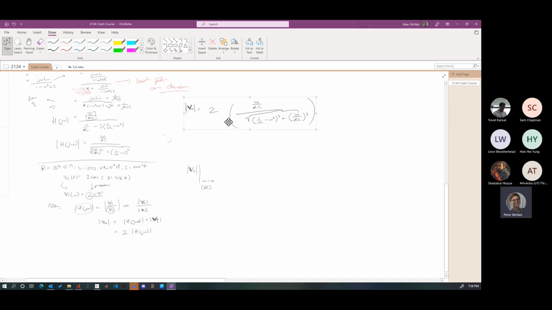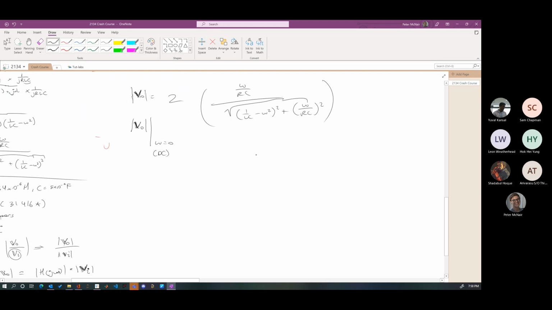So if we plug omega equals 0 into this, that goes to 0, that goes to 0. Essentially, the whole thing goes to 0. So it's 0 volts at DC. What about when we plug in omega equals omega A? This is essentially n equals 1.